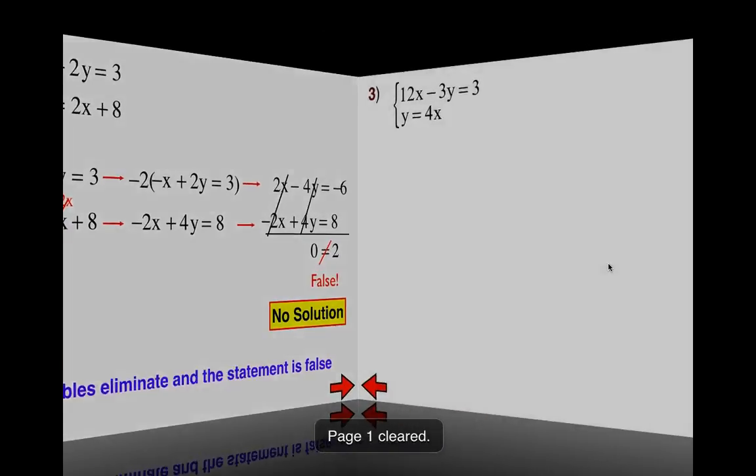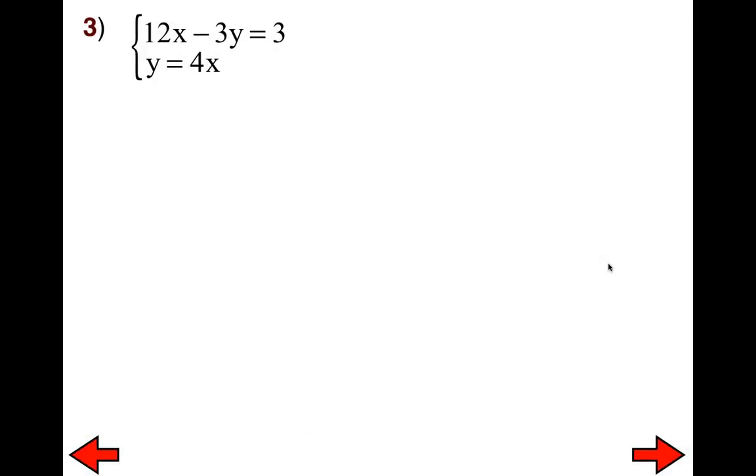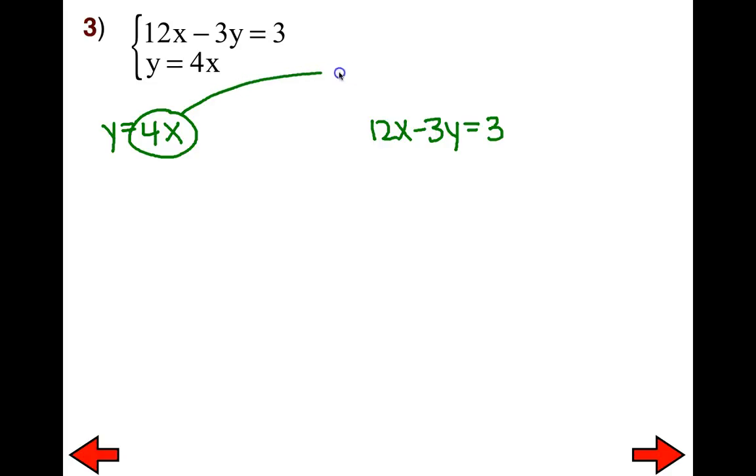Okay, so now let's take a look at another example. For number 3, hopefully you recognize in this case, since it's already set up as y equals, substitution is probably going to be your best bet. So here I'm going to go ahead and write y equals 4x. So I can go ahead and take this 4x and plug it into y in the other equation. So I'm going to write 12x minus 3y equals 3. So I'm going to take this 4x and substitute it in for y. So here we have 12x minus 3 times 4x for y equals 3.